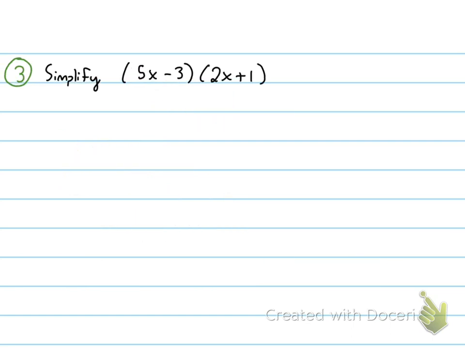Let's look at one more example. I want to simplify (5x minus 3) times (2x plus 1). So I'm going to start by multiplying our first terms. So in FOIL, that would be F. 5x times 2x. 5 times 2 is 10. X times x is x squared. So my term is 10x squared.